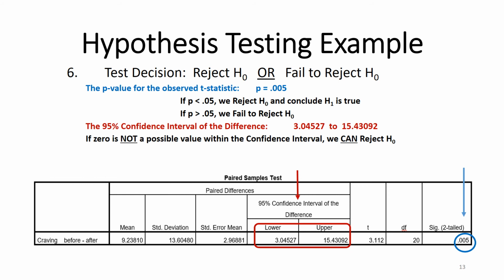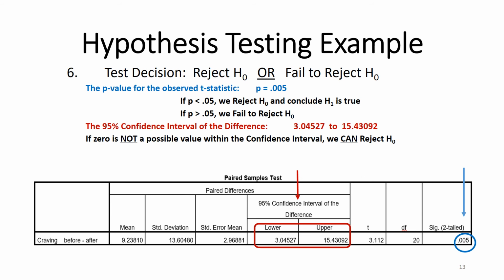So take a moment, look at it. P equals 0.005 is in fact less than 0.05, so we're going to reject the null hypothesis. And a second thing we can look at to make sure we made the right decision is the confidence interval, the 95% confidence interval of the difference.